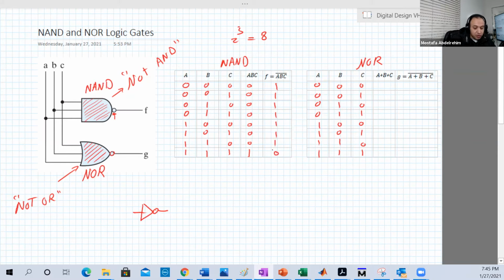Okay, how about NOR? Let's do OR, then negate it. All of them are not satisfied, so the output is not satisfied. Then here it is 1, 1, 1, 1, 1, 1, 1. Then negate that, so 1, 0, 0, 0, 0, 0, 0, 0. Okay, so this is the NOR gate.